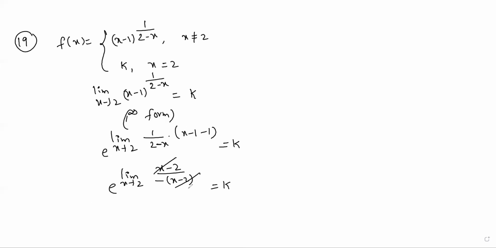Here x minus 2 gets cancelled. What remains? e power minus 1 is equal to k. So k value is what? e power minus 1. That is option C, the correct one.